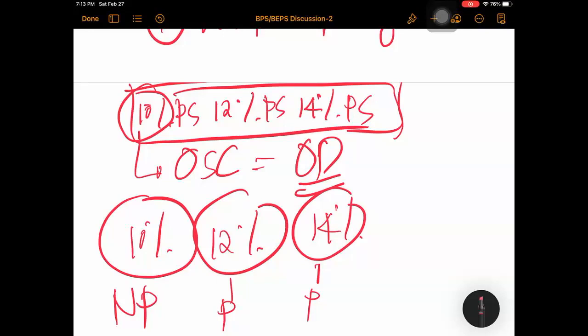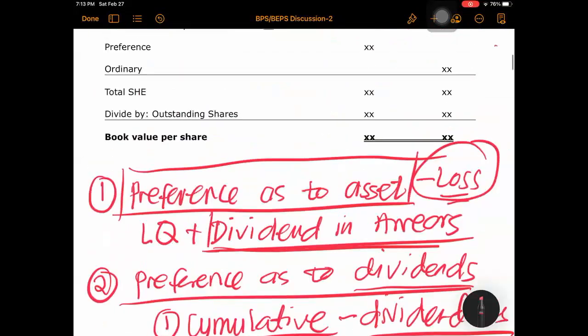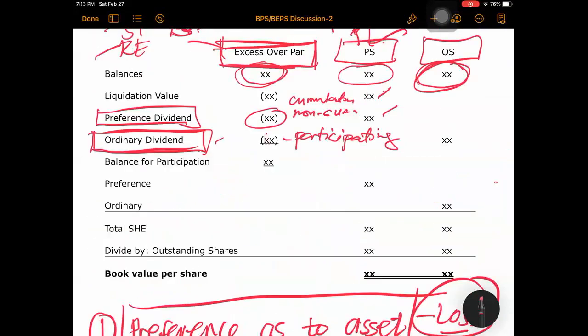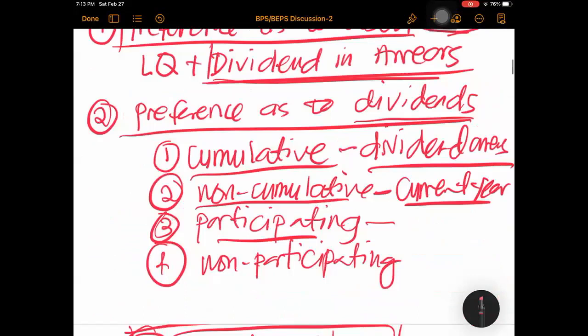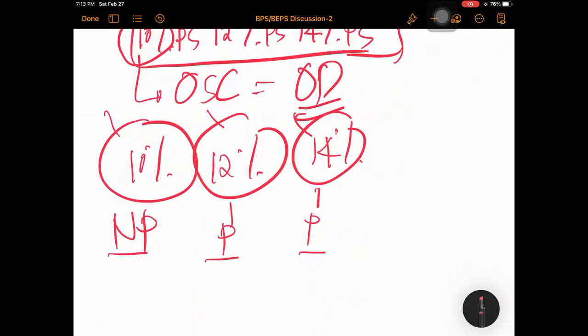Another case. Three preference shares: 10%, 12%, 14%. The 10% is non-participating, the 12% is participating, the 14% is participating. Question, is there an amount to put in the ordinary dividend? Yes, sir. Okay, so this is our rule: there is an ordinary dividend if there is a participating preference share.